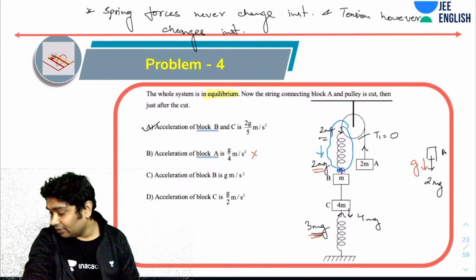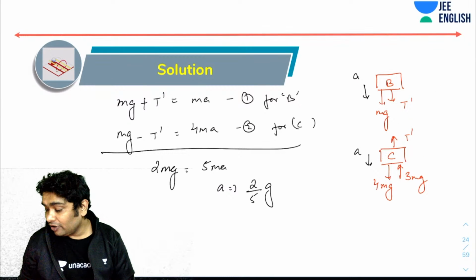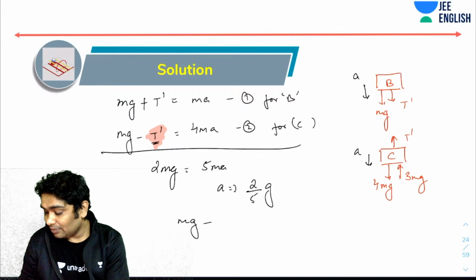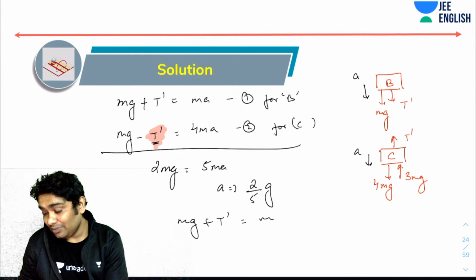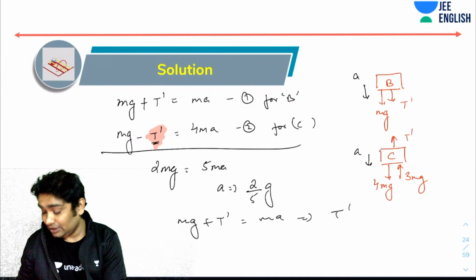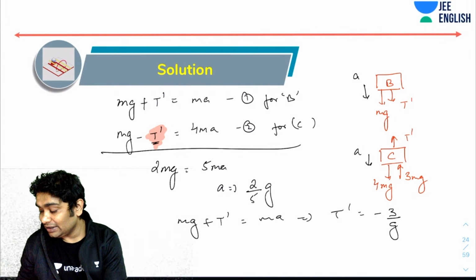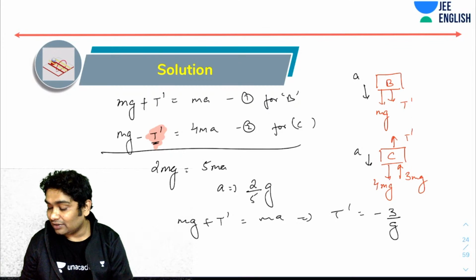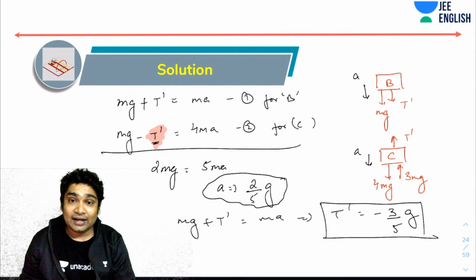Now, but again, you will realize one more thing. If both of them are moving downwards with this, let's try and find the value of the tension here. If I try to find this value using this, what I see is mg plus T dash equals ma. From here, I'm getting T dash equals minus mg over 5. So I'm getting my tension as negative. Since tension cannot be negative, this scenario cannot be correct. This is what I would have gotten if I had negative tension.